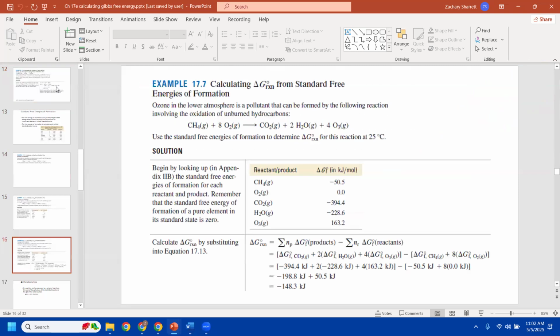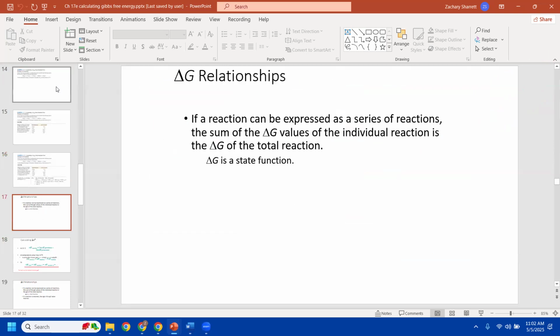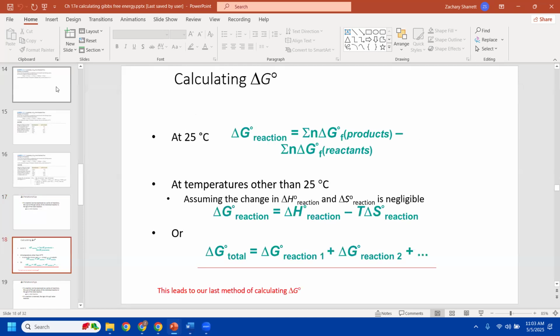There was one more method for finding delta G. We did all of this in chapter 6 in Gen Chem. We learned how to find delta H using a formula, which was delta H equaled P delta V or something like that. I can't remember what it was. We used the heats of formation, and we used Hess's law. Everyone remember Hess's law? What was Hess's law?